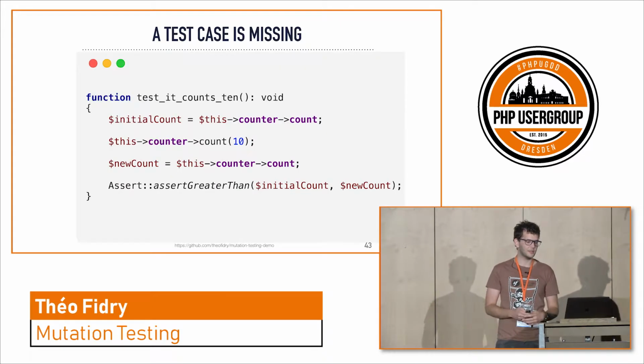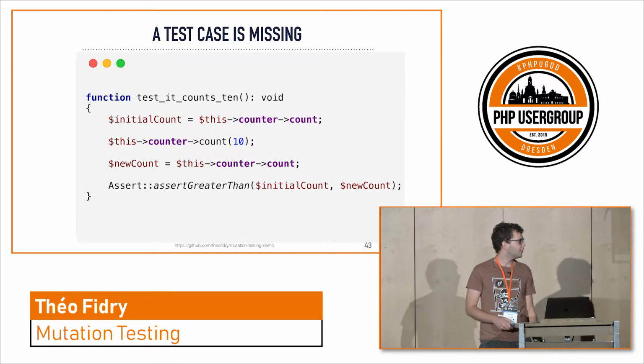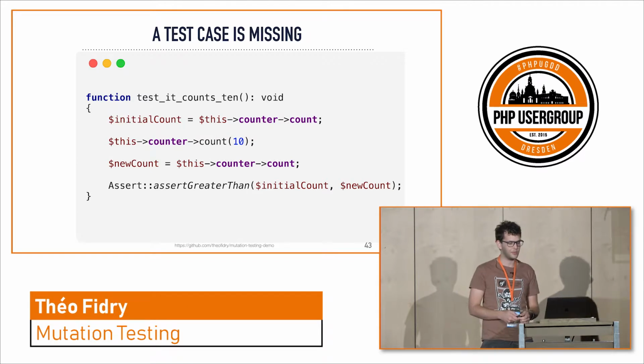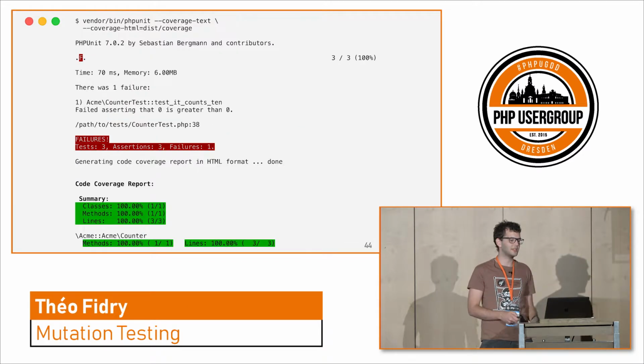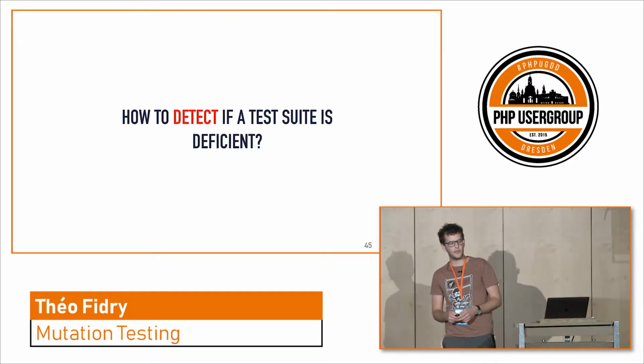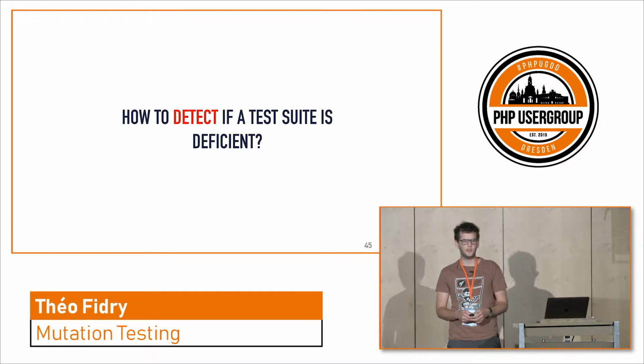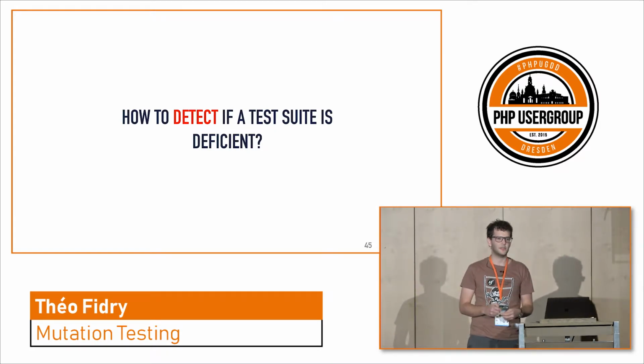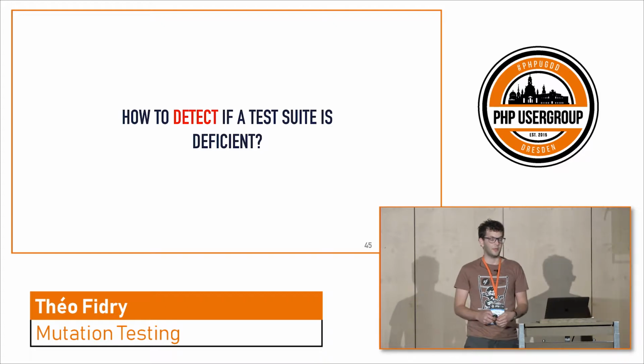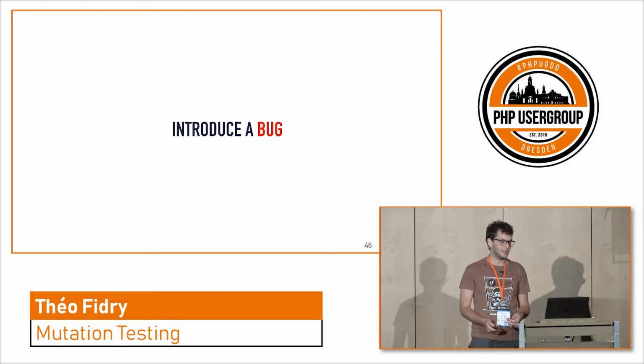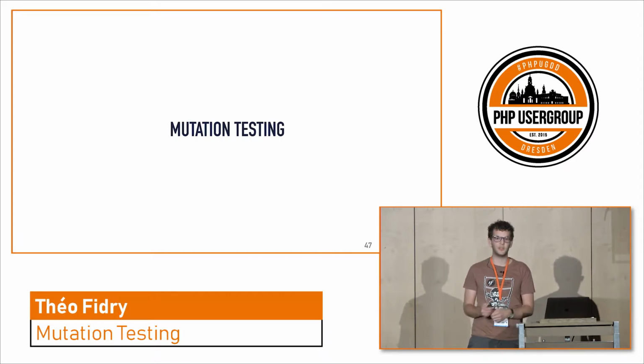So in our case, we were missing the test case where we make sure that the counter is incremented if we pass 10. If we add that test and run the tests again, then fine, the tests are failing. So that brings the question of how you detect that your test suite is deficient. Well, as we just did, by introducing a bug. And that's exactly what mutation testing is about.